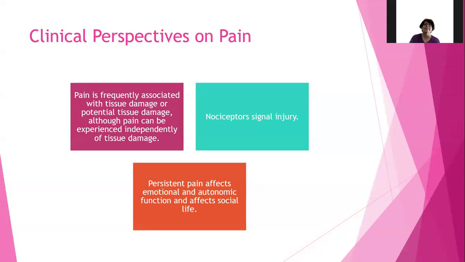So pain in the clinic is frequently associated with tissue damage or potential tissue damage, although pain can be experienced independently of tissue damage. If your brain decides, okay, I need to send some pain signals somewhere. Nociceptors signal injury. Persistent pain affects emotional and autonomic function and affects your social life. If pain is taking over your life, then that's not a good place to be.